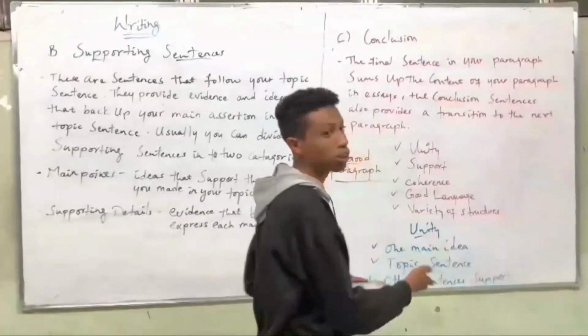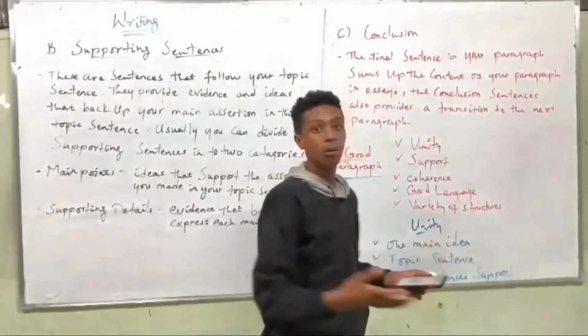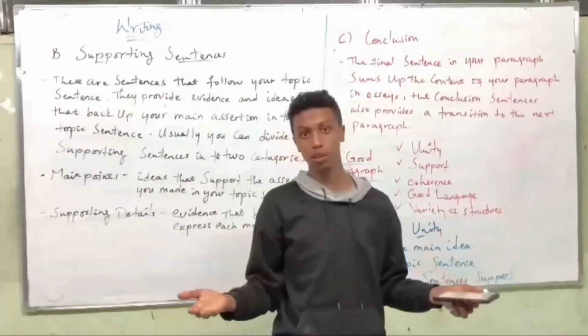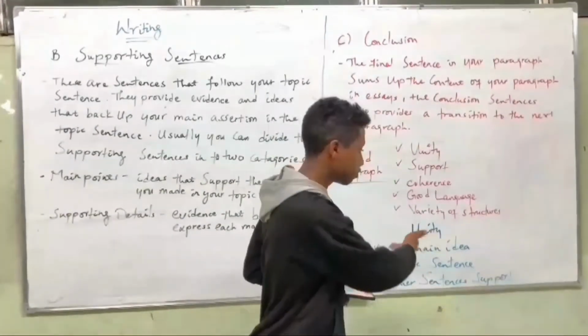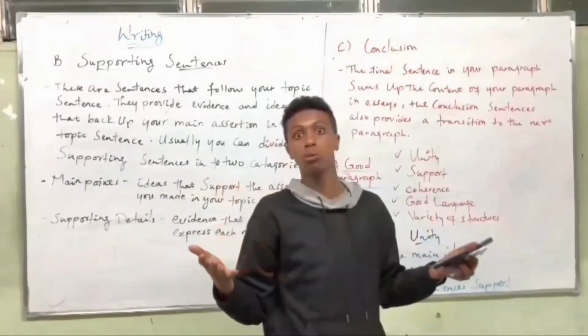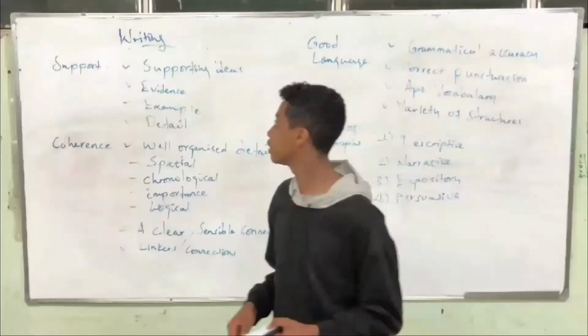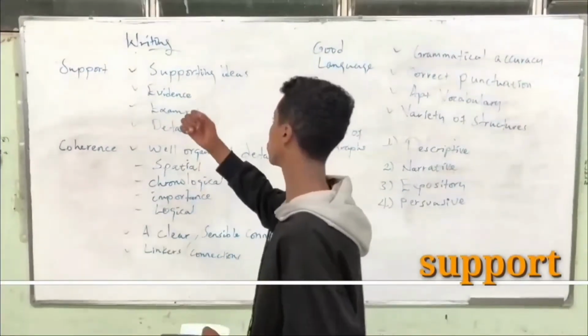This is what we wanted to say about unity. When a paragraph has good unity in terms of main idea, topic sentence, and other sentences supporting the topic sentence, we can call it a good paragraph. The next evaluation criterion is support.